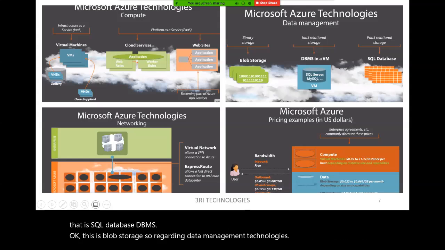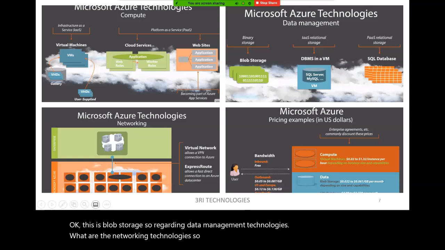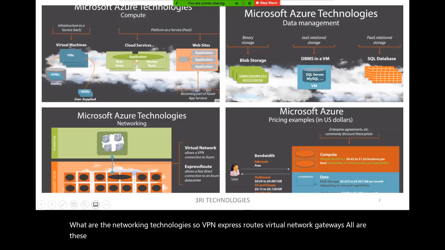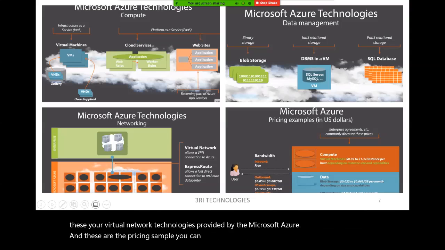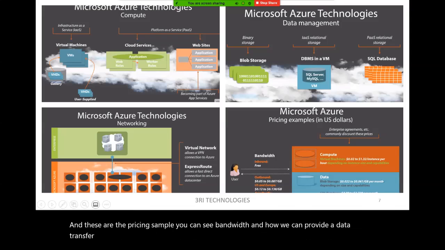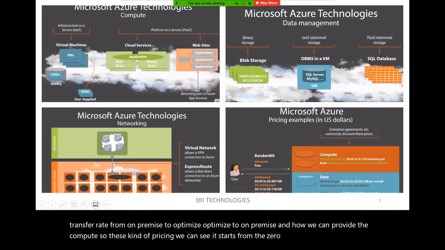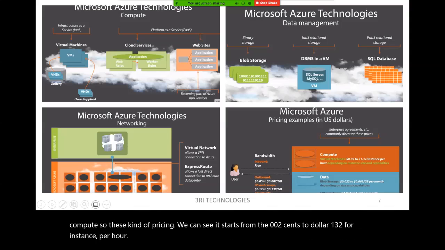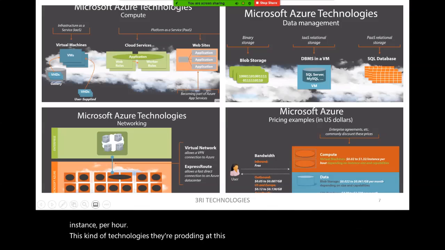What are the networking technologies? So VPN, ExpressRoute, virtual network gateways, all of these are virtual network technologies provided by Microsoft Azure. And this is a pricing sample. You can see bandwidth and how we can provide the data transfer rate from on-premise to off-premise, off-premise to on-premise, and how we can provide the compute. So this kind of pricing you can see. It starts from 0.02 cents to $1.32 per instance per hour. This kind of technology they are providing at this rate. So this should be good for us.